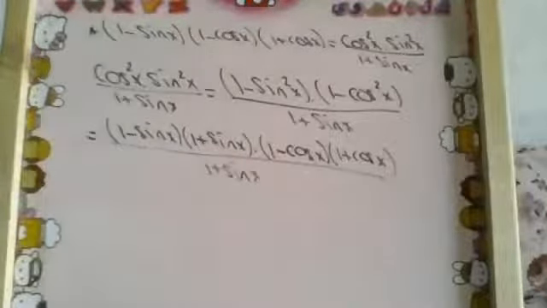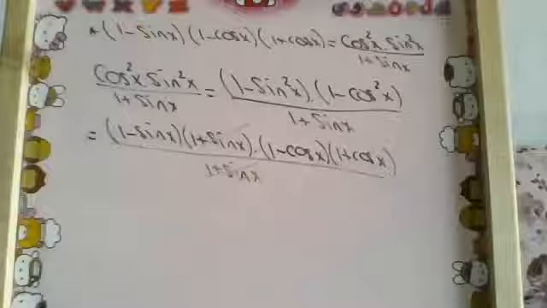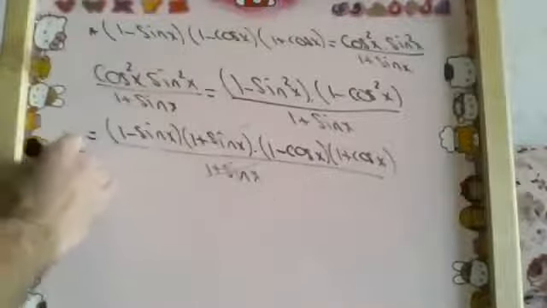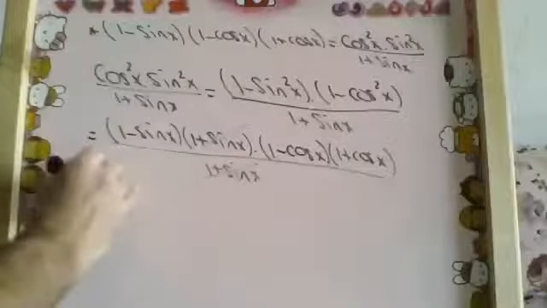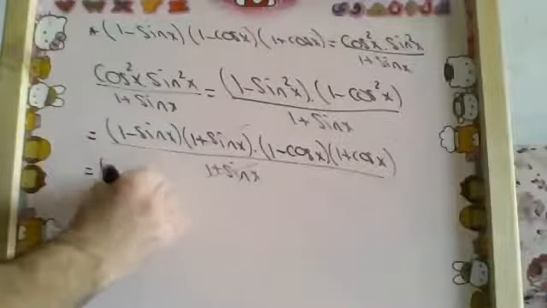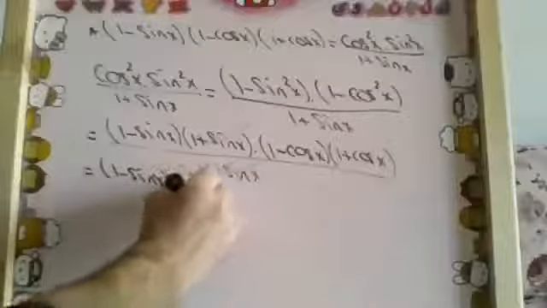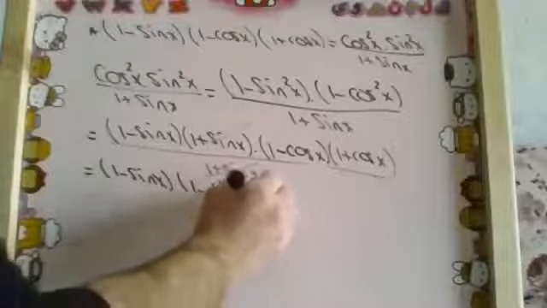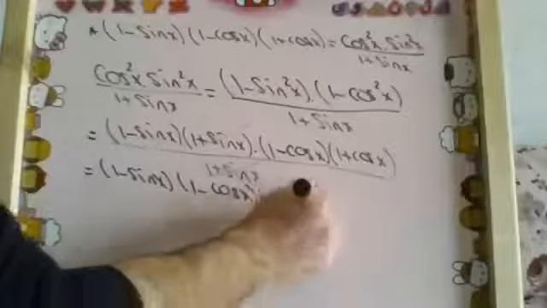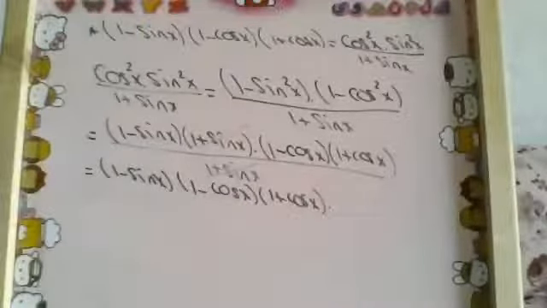Can we simplify something? We cancel the 1 plus sine x, the whole factor you can simplify. So you get 1 minus sine x, times 1 minus cosine x into 1 plus cosine x. Done.